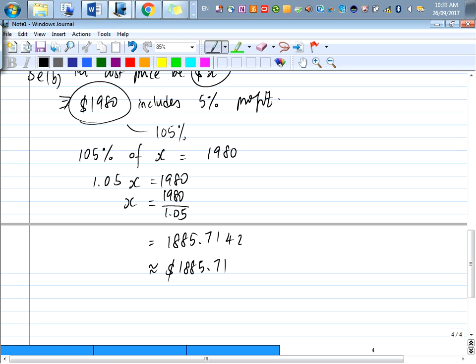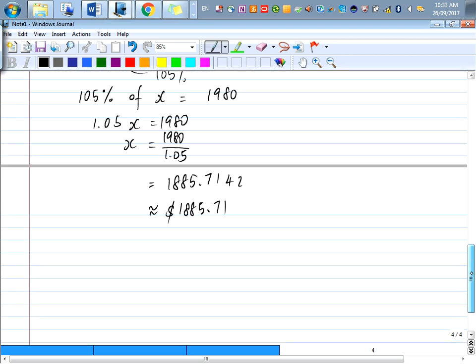Yeah, they ask you to find cost price. No, the price in A is not the cost price. The price in A is the usual selling price. Okay? There is a part C also, is it? This one.